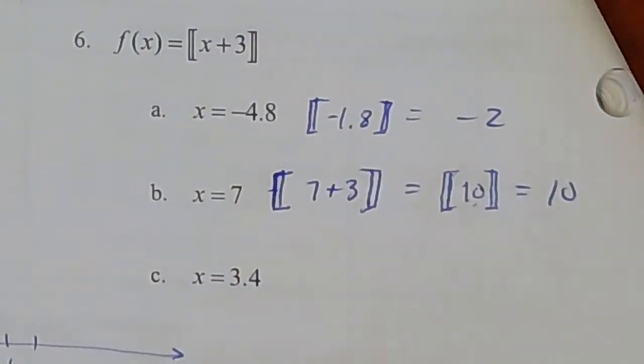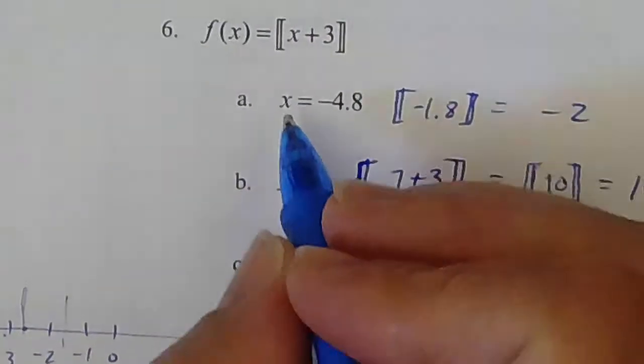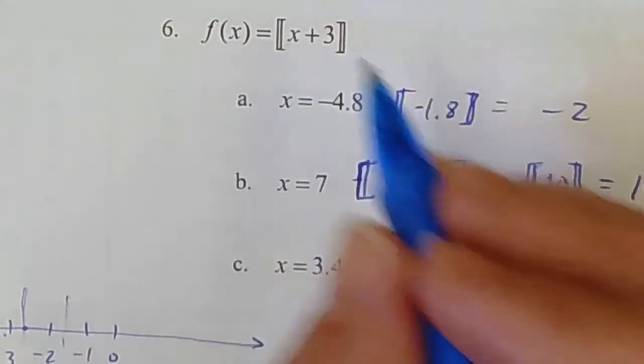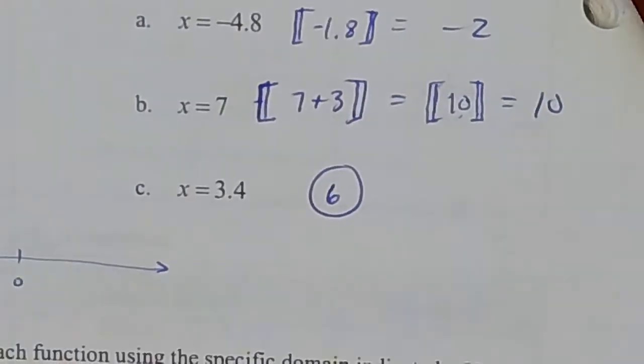So I was thinking go to the left of the number line. Whether it's positive or negative, you follow that progression. Okay, so 3.4 plus the 3 is 6.4. Greatest integer less than 6.4 is 6 for this one.